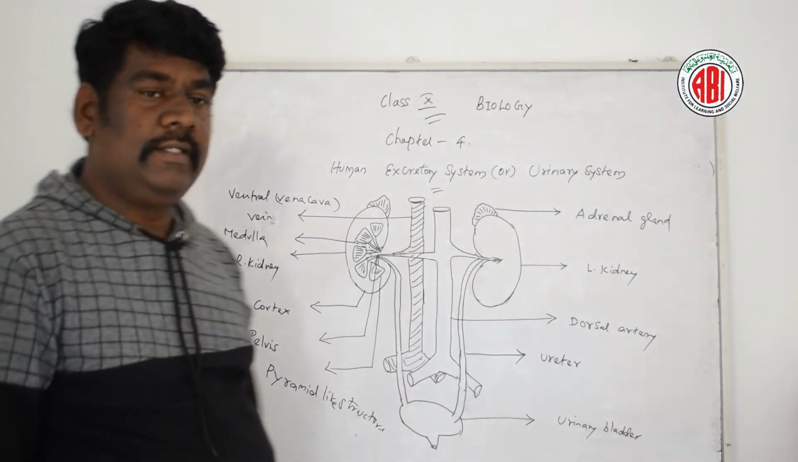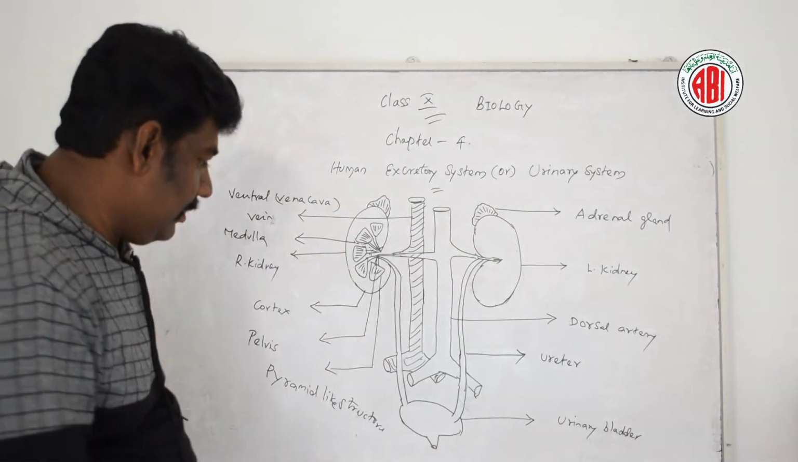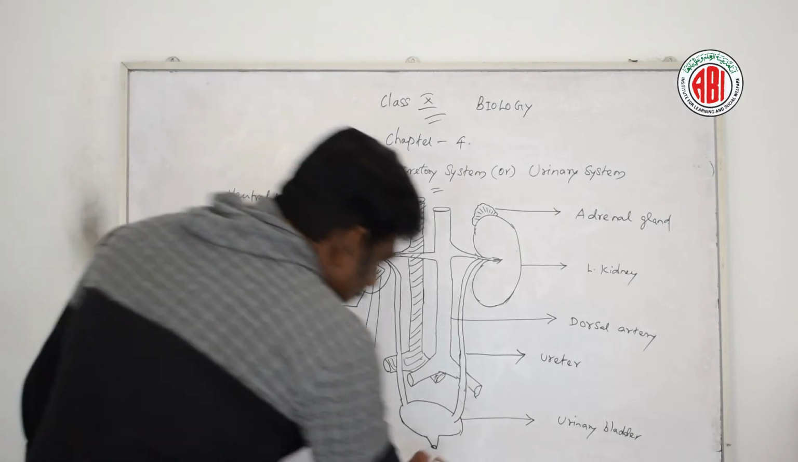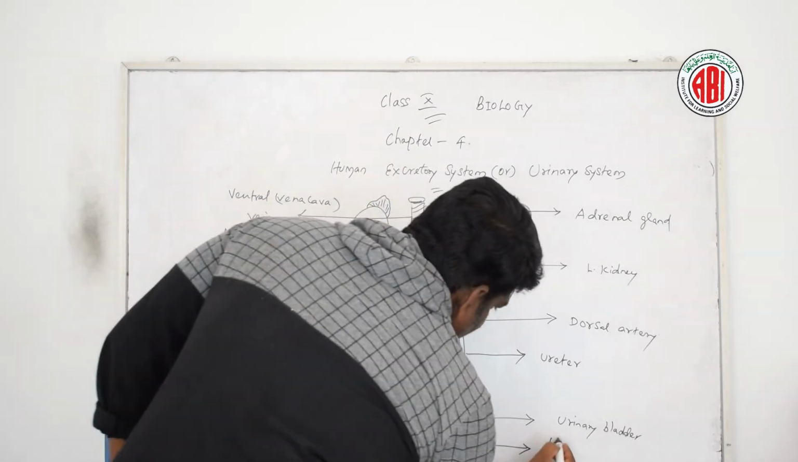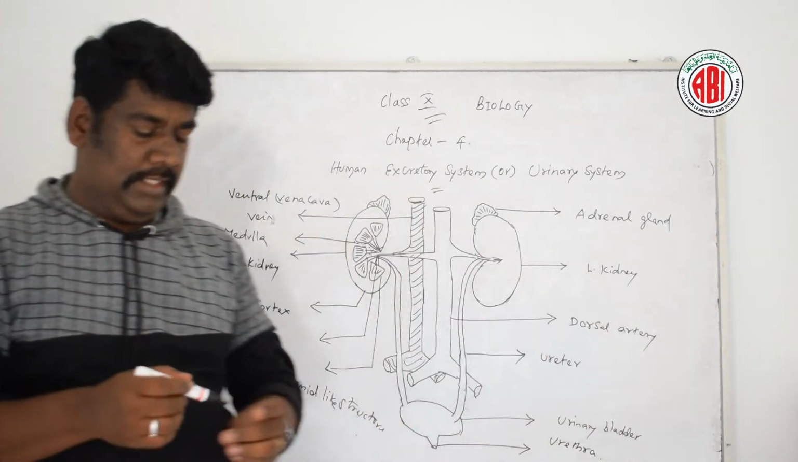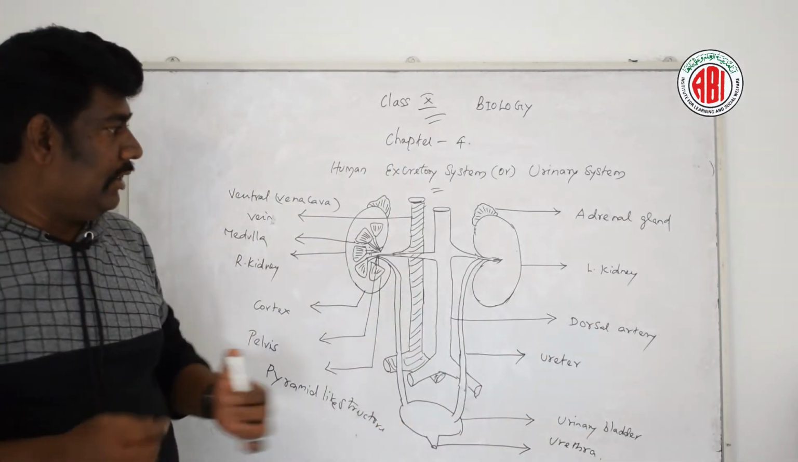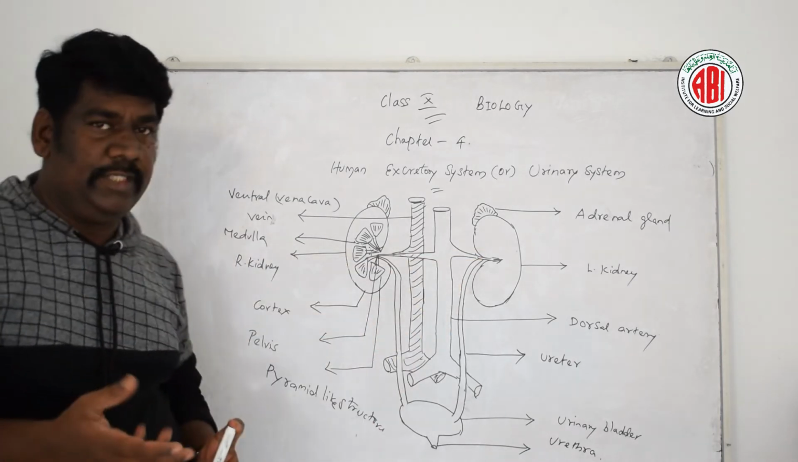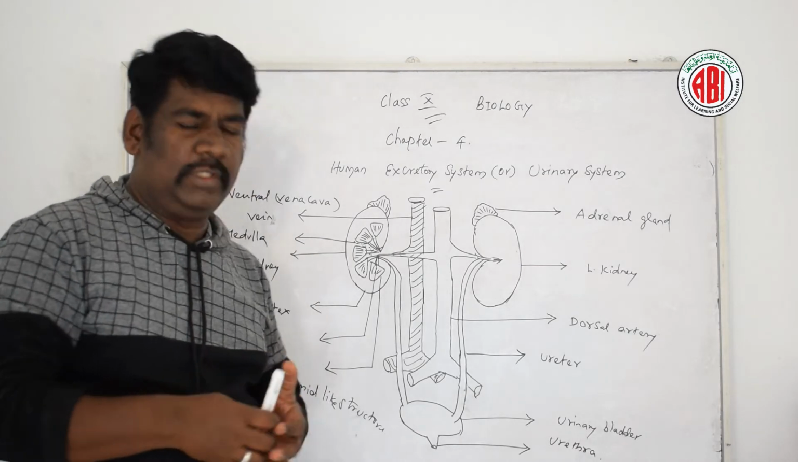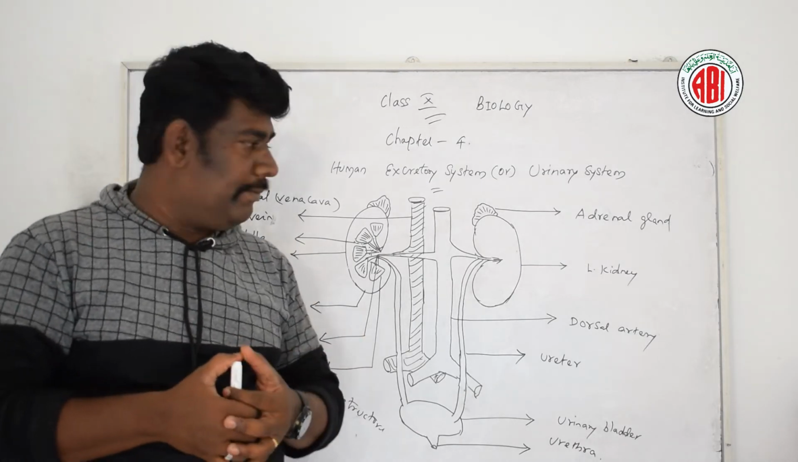And a very simple part that can be noticed at the end. So this is a small opening, that is called urethra. So these are the different labelings of the human urinary system. Very simple diagram, and the labelings are very easy to remember. Okay, so let us see how to remember the labeling.